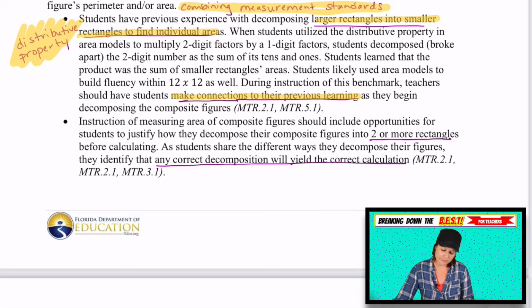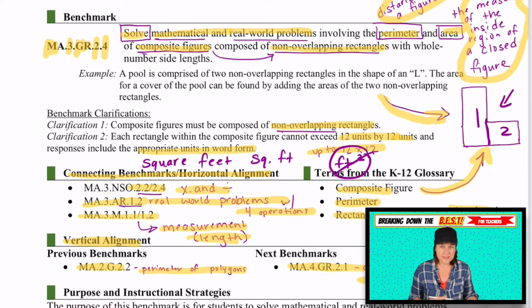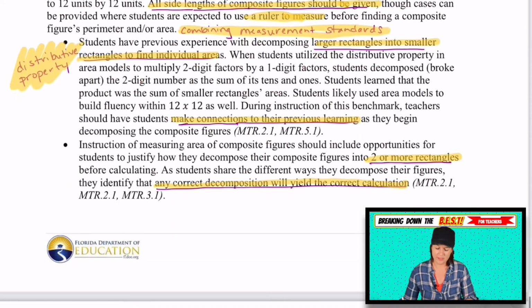A lot of times we will have to decompose those into 2 or more rectangles, and there's more than one correct way to decompose it. For instance, if we go back up here, we had rectangle number 1 up top and number 2 down here. That's one way to decompose it, but we could have also dragged this straight down and made this number 1 and number 2. I think we refer to them as rectangle B and C as we are working on those, but however you want to do that is fine. So there's just more than one right way. It should still yield the same answer.